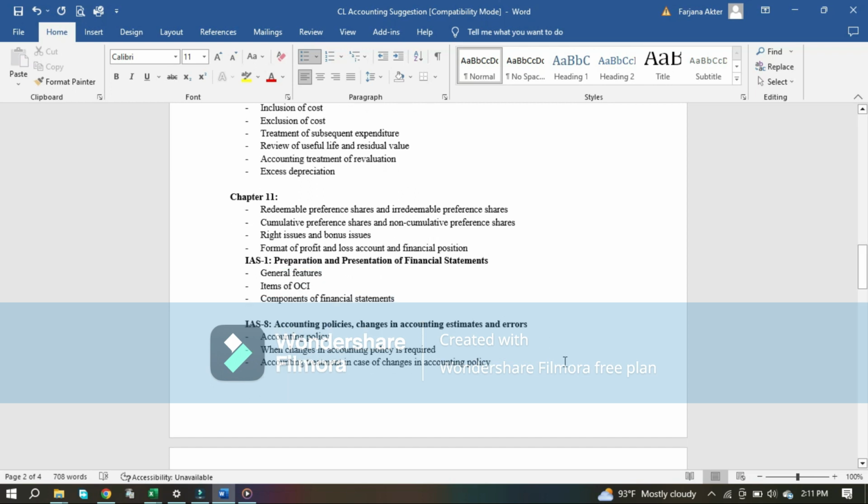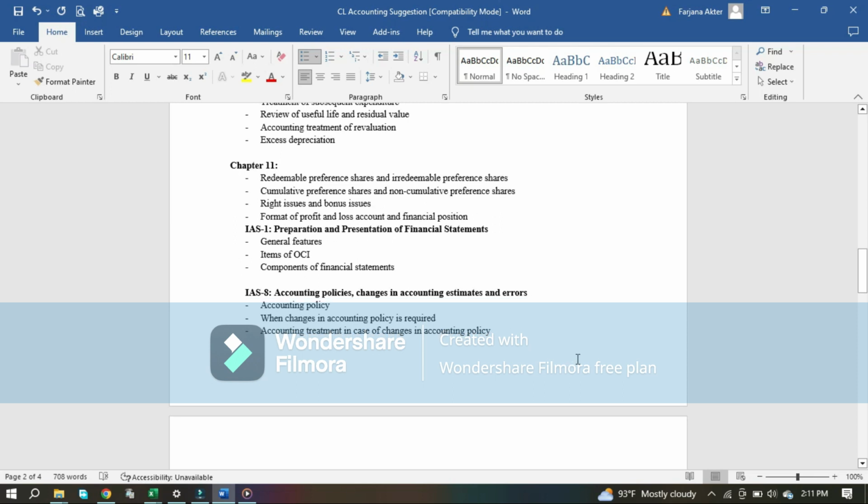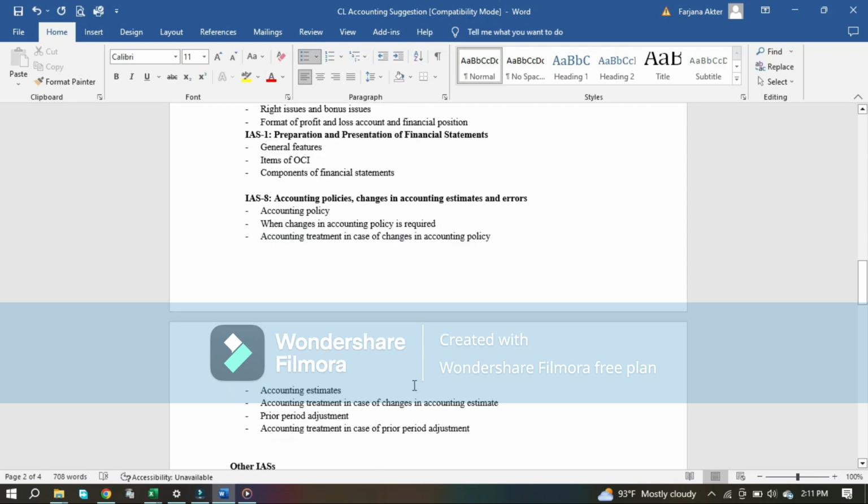IAS 1, Preparation and presentation of financial statements. General features. Items of OCI. Components of financial statements. IAS 8, Accounting policies, changes in accounting estimates and errors.